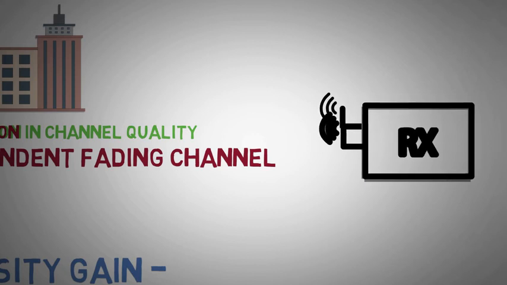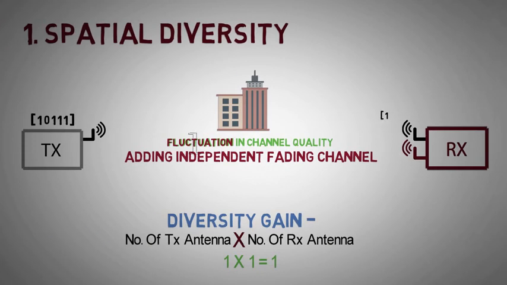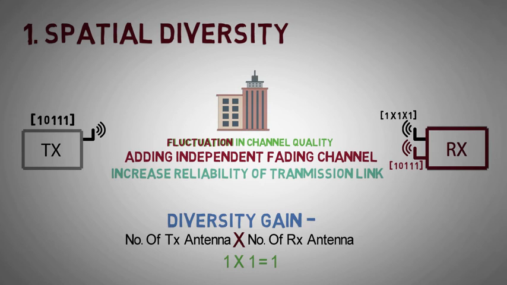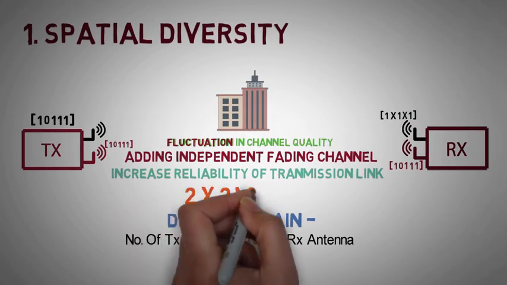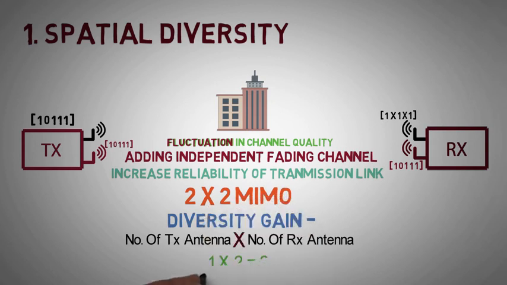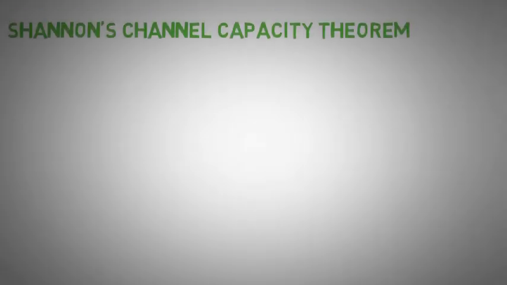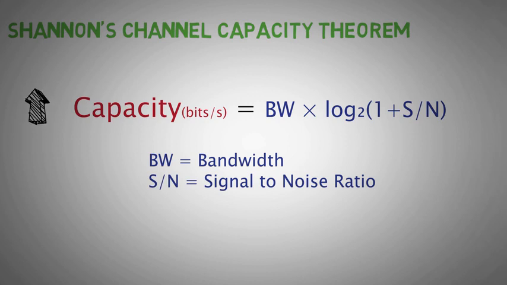Let us increase the number of receiving antennas by 1. The chances of proper delivery of the data across the two links are very high. Thus, the additional fading channel increases the reliability of the overall transmission. Here diversity gain is 1 times 2, which is equal to 2. In this way, more diverse paths can be created by adding multiple antennas at the transmitter side as well. The following figure shows a 2x2 MIMO system with the number of diversity paths equal to 2x2, which is equal to 4.